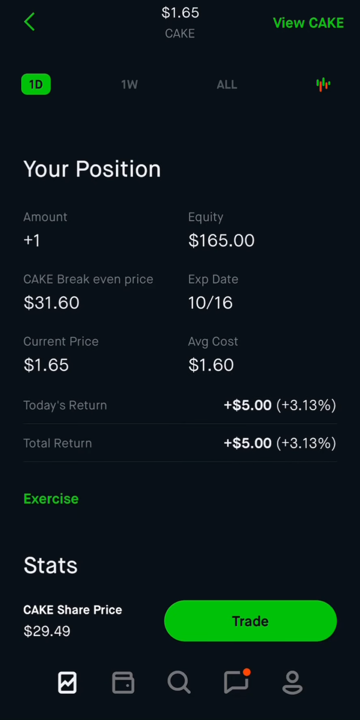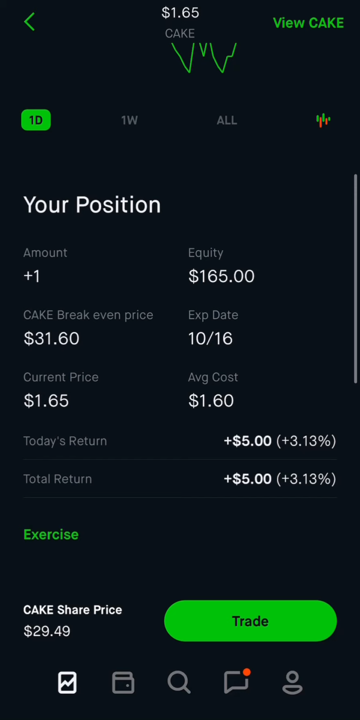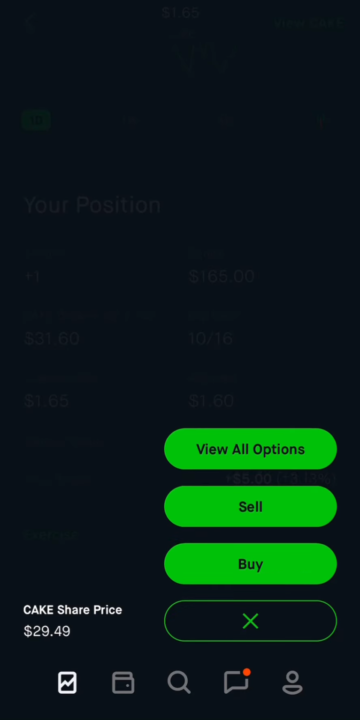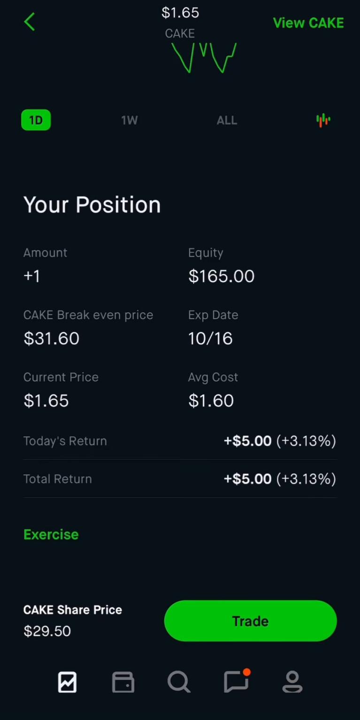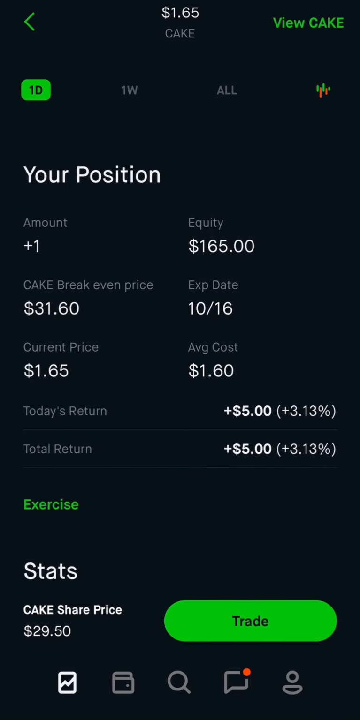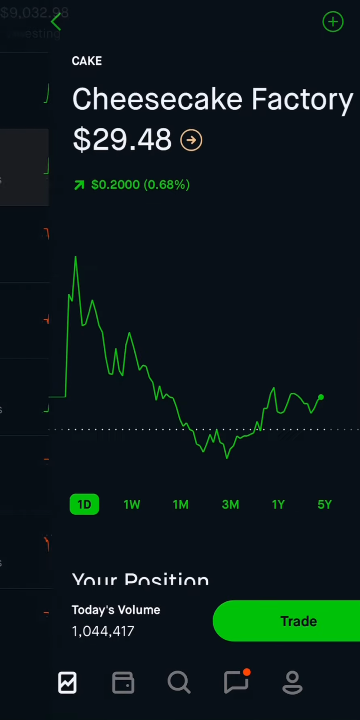Some people will buy it and sell it within the same day, because you don't have to wait till your expiration date, which mine's October 16th. You don't have to wait to that time. I can sell, if I wanted the $5 profit, I can sell right now and take the $5 profit. But obviously, I'm going to wait for at least like a 20-30% gain on this position, and then cash out at that point too. So I hope that explained options pretty well.